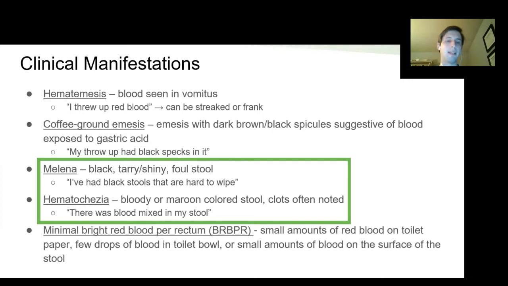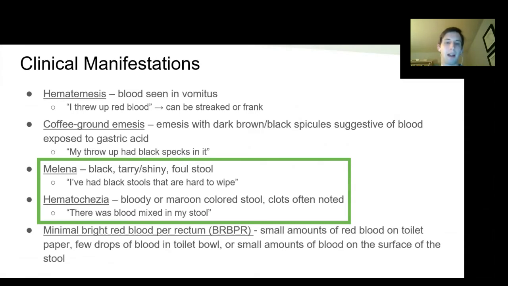And then hematochezia is when there's bloody or maroon colored stool with clots often found within the stool. This is when blood is really in the stool sample that you have. So it's not on the outside in the bowl, anything like that. There is blood mixed in, meaning that there is an opportunity for blood to intermingle with the stool formation, indicating that there's a bleed happening somewhere along the GI tract when it's coming out.